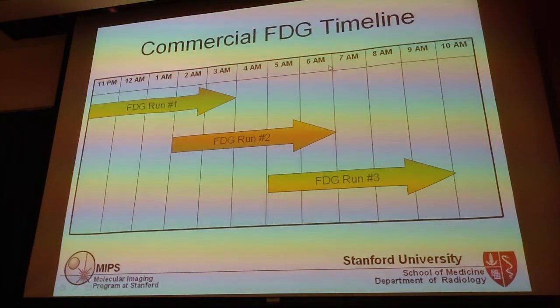In Cardinal Health, notice that they start about 11 p.m. at night, and you're doing about 3 different runs. So this is your early morning FDG, this is your mid-morning, this is your late afternoon.